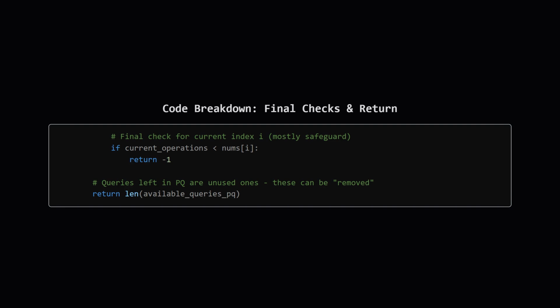After trying to satisfy the demand for nums at index, we do one more check. If the count is still less than nums at index, it means we failed, so we return -1. This is mostly a safeguard, as the loop before it should handle this. Once we've gone through all the indices in nums, if we haven't returned -1, it means we succeeded. The problem asks for the maximum number of queries that can be removed. Well, all the queries that we added to our priority queue but never popped out are the ones we didn't use. So the final size of the priority queue is exactly our answer.